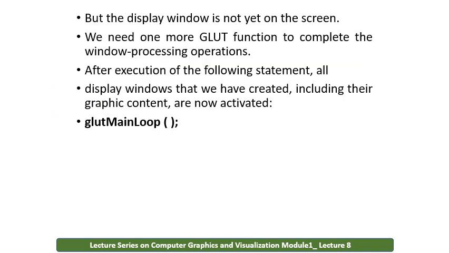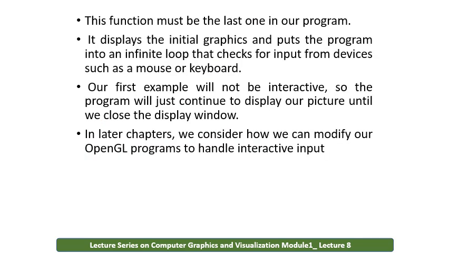Next, once this is done, the display window is not yet on the screen. We need to call one more GLUT function to complete the window processing operation. After execution of the following statement, all display windows that we have created, including their graphic content, should now be activated. That can be done by using the function called glutMainLoop. This will be the last function of the main function. This function must be the last one in our C or C++ program.